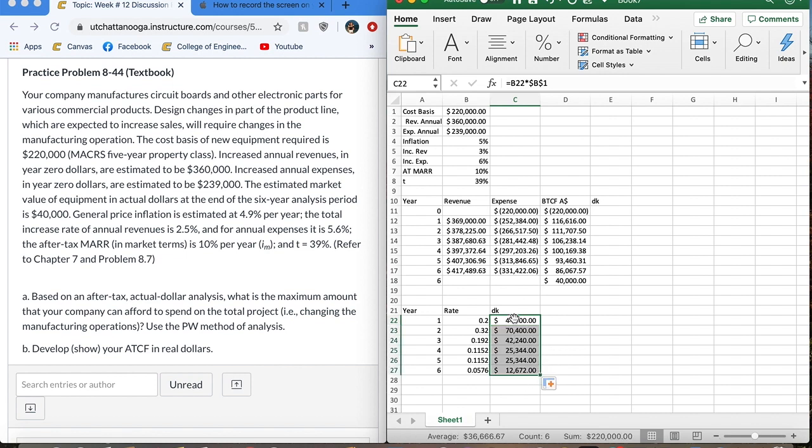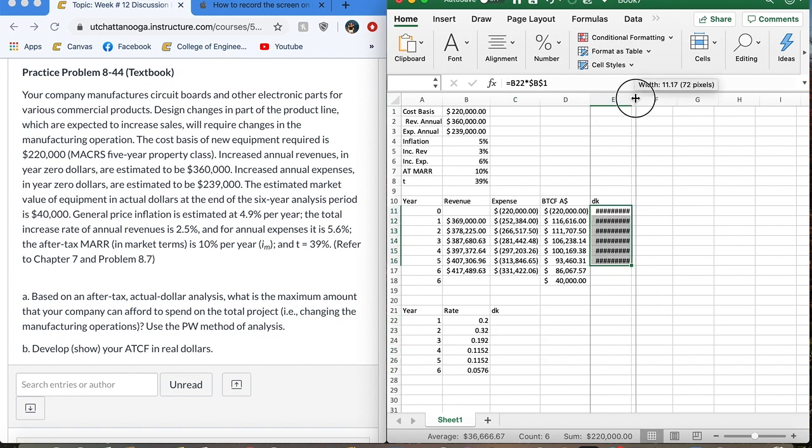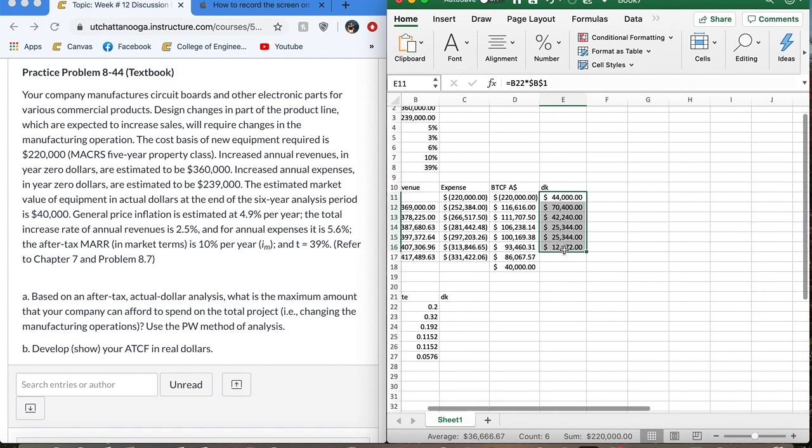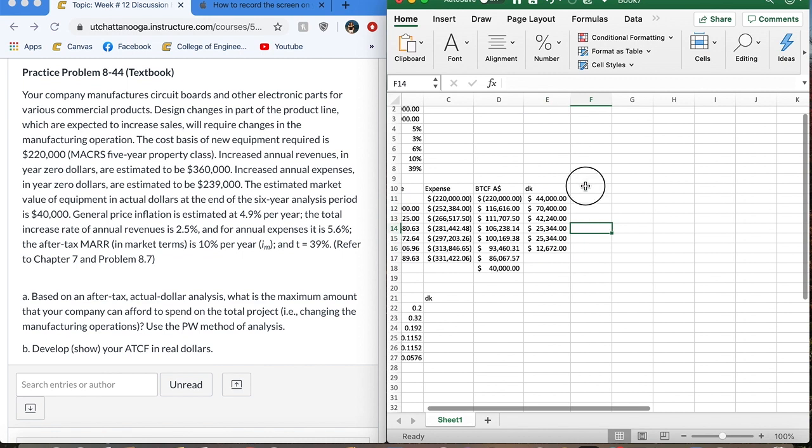There we go. So now you can just take this column and bring it up here, and you'll have all those values already going in your table. So now we need to figure out our taxable amount for this problem.